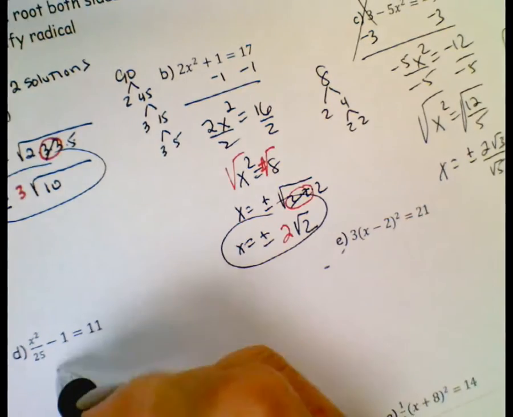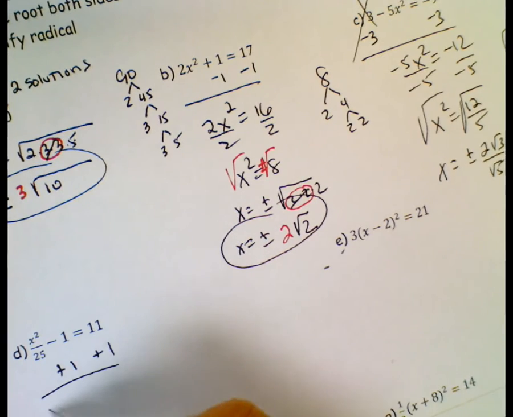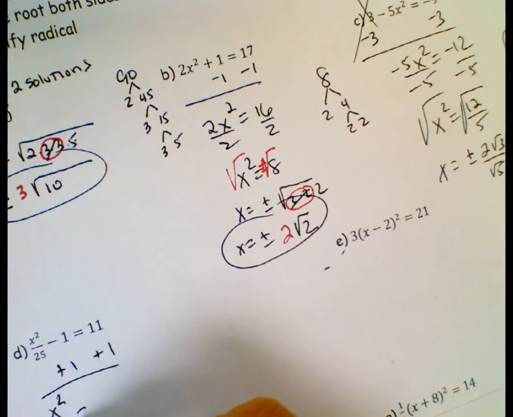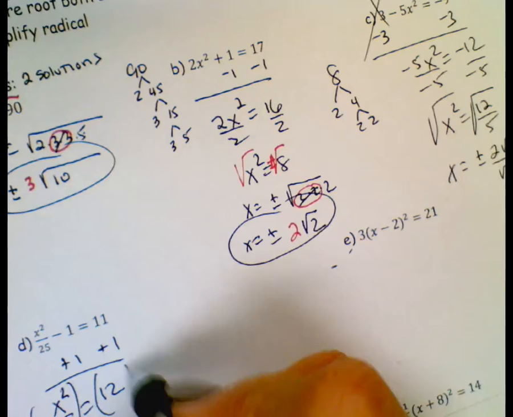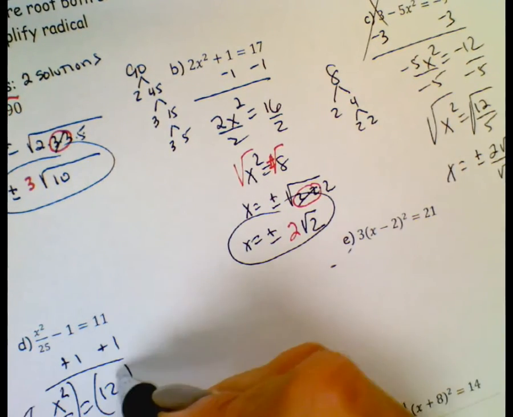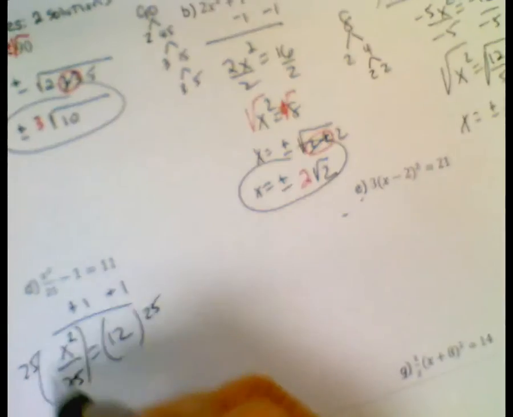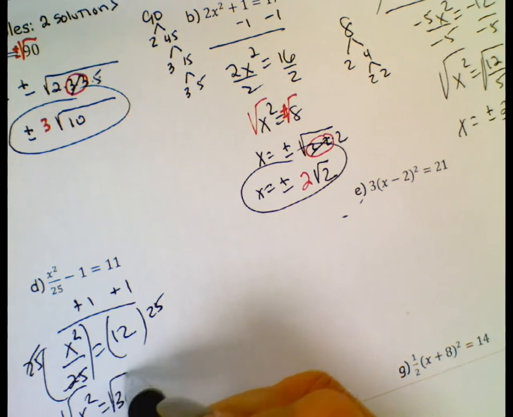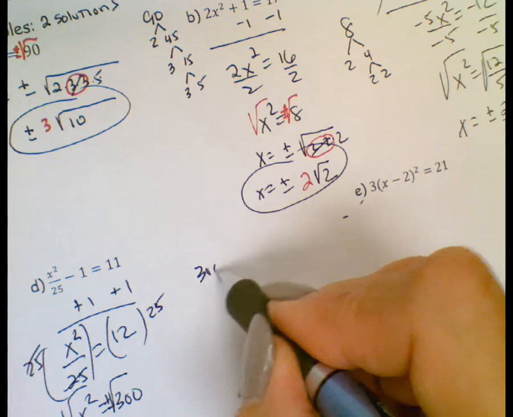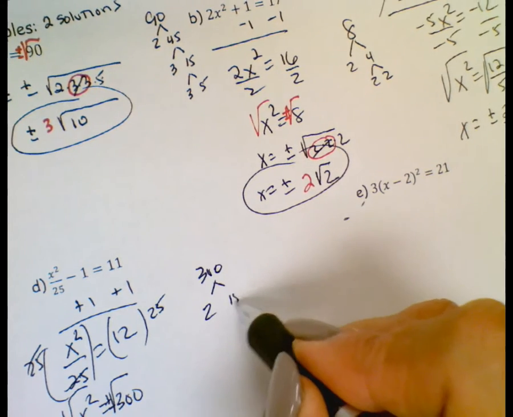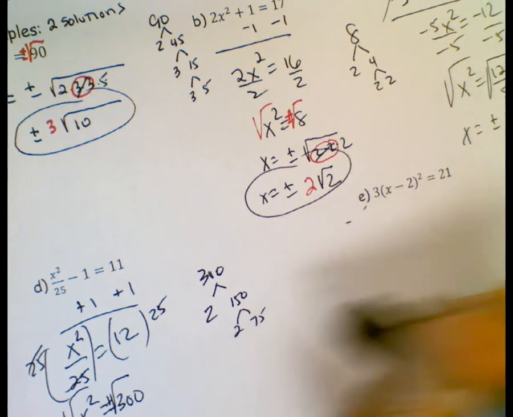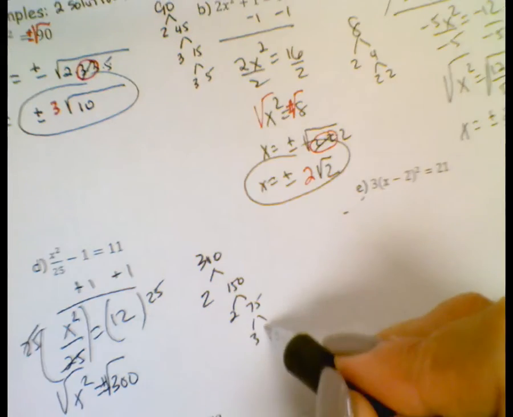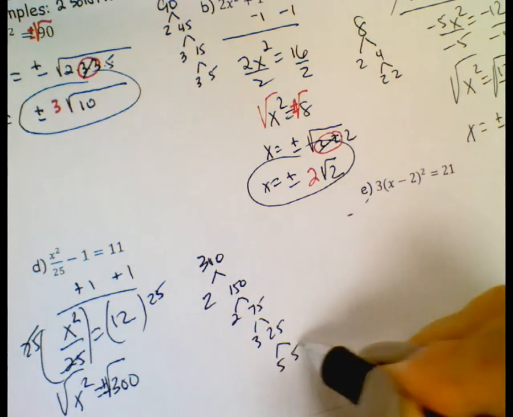So on this one, we're going to add 1. We're going to multiply both sides by 25. So x squared equals 300. Square root both sides and do a factor tree for 300. 2 and 150, 2 and 75, 3 and 25, 5 and 5.